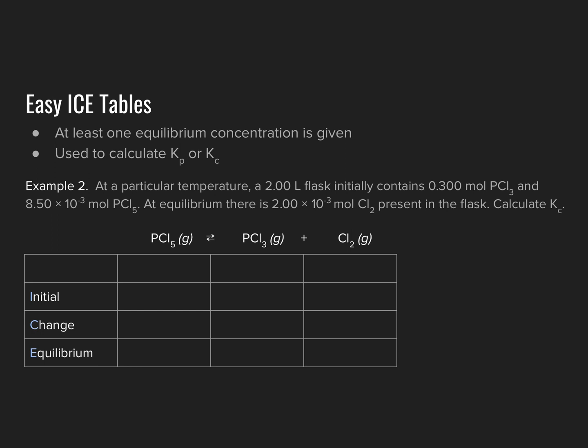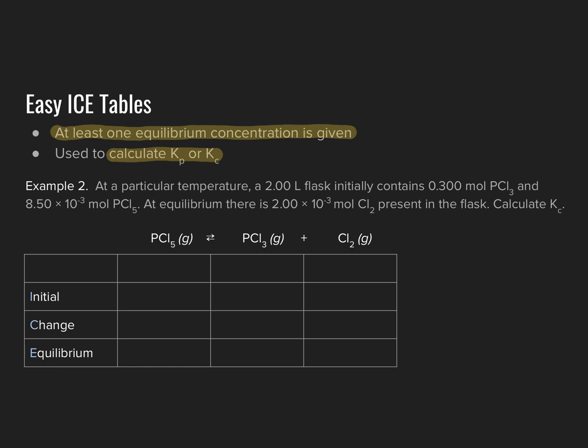So let's go ahead and start off here to recognize that an easy ice table will be identified as such because in addition to giving you initial concentrations of some of the species present, we must also give you a concentration of at least one species at equilibrium as well. Generally, the purpose of these easy ice table problems is to allow us to calculate a value of the equilibrium constant, either defined in terms of partial pressures, that is Kp, or in terms of concentrations, that is Kc. So with this goal in mind, let's have a look at example 2.